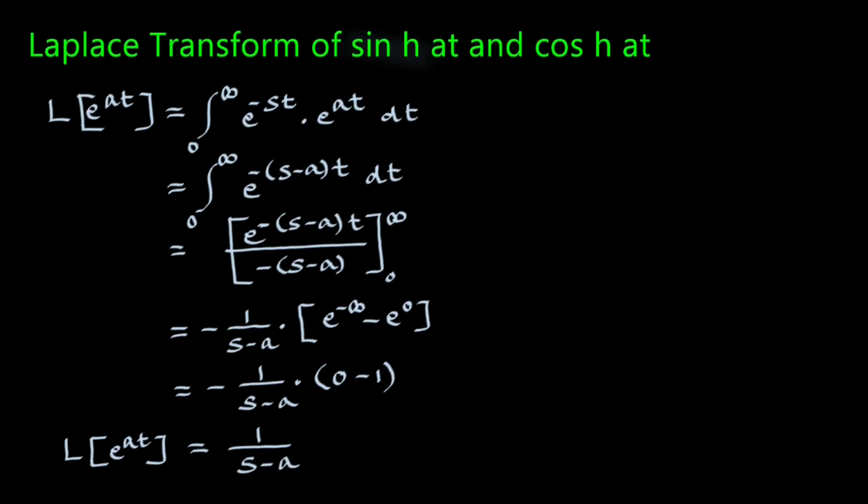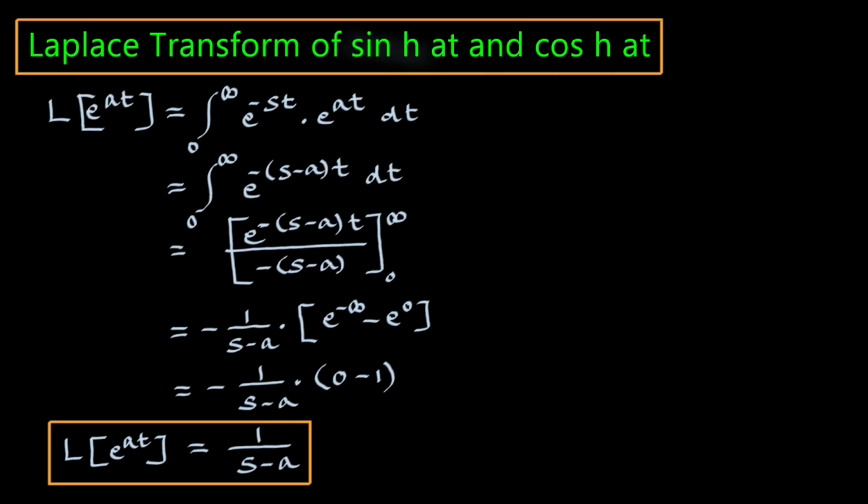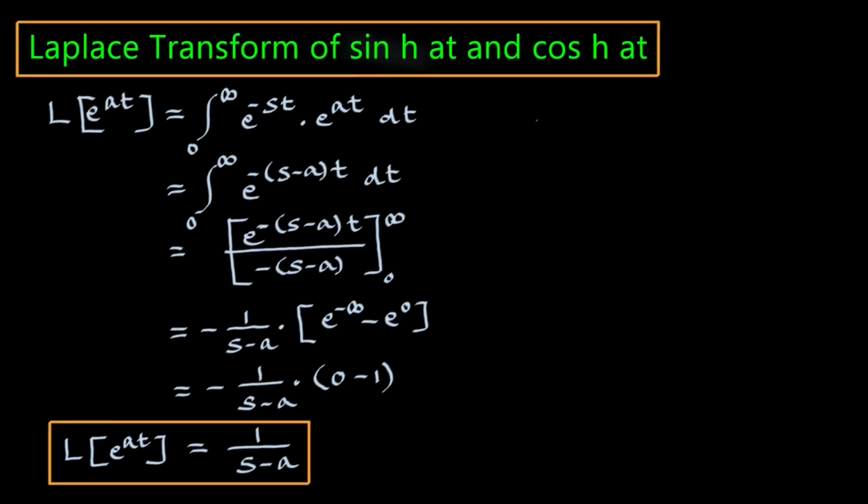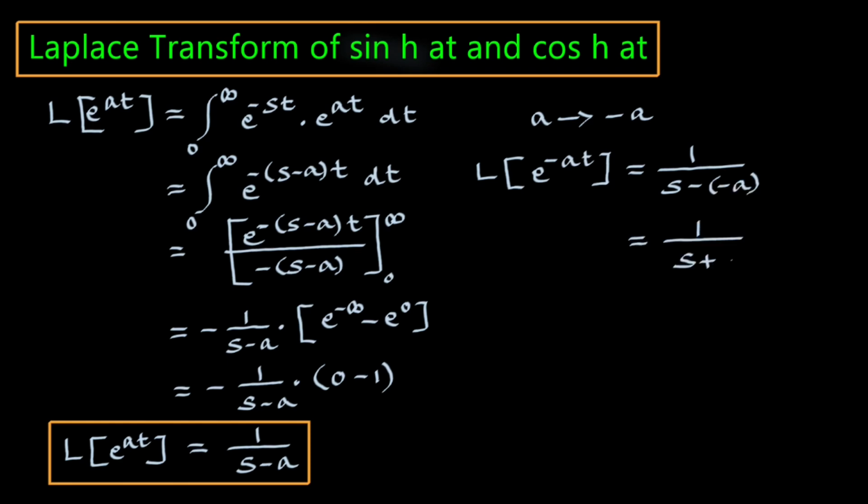We will use this Laplace transform of e raised to at to be 1 upon s minus a to find Laplace transform of sinh at and cosh at. Replacing a by minus a in this formula we get Laplace transform of e raised to minus at equals 1 upon s minus (minus a), which will be 1 upon s plus a. So Laplace transform of e raised to minus at is 1 upon s plus a.